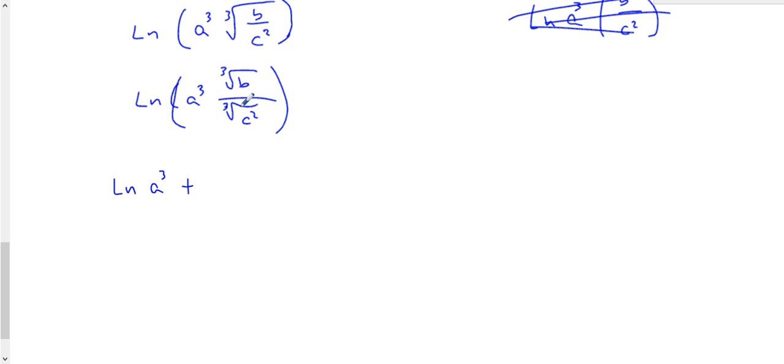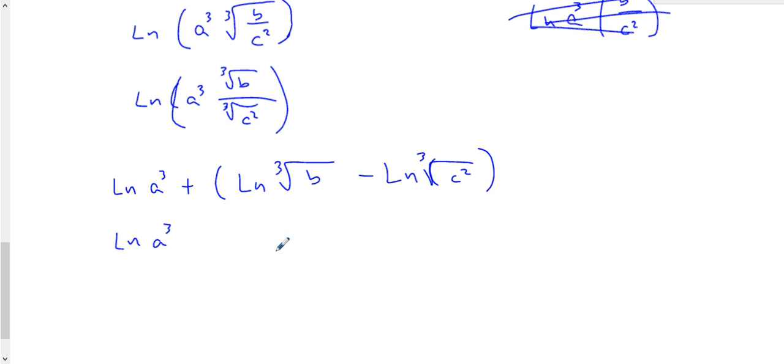And I have two things that are grouped here, so I'm going to put them in parentheses. So the natural log of the cube root of b minus the natural log of the cube root of c squared. Okay? Now, because I'm adding out here in the front, it's not going to change anything on the inside of the parentheses. And so when I rewrite this, nothing will change, and I can get rid of the parentheses.